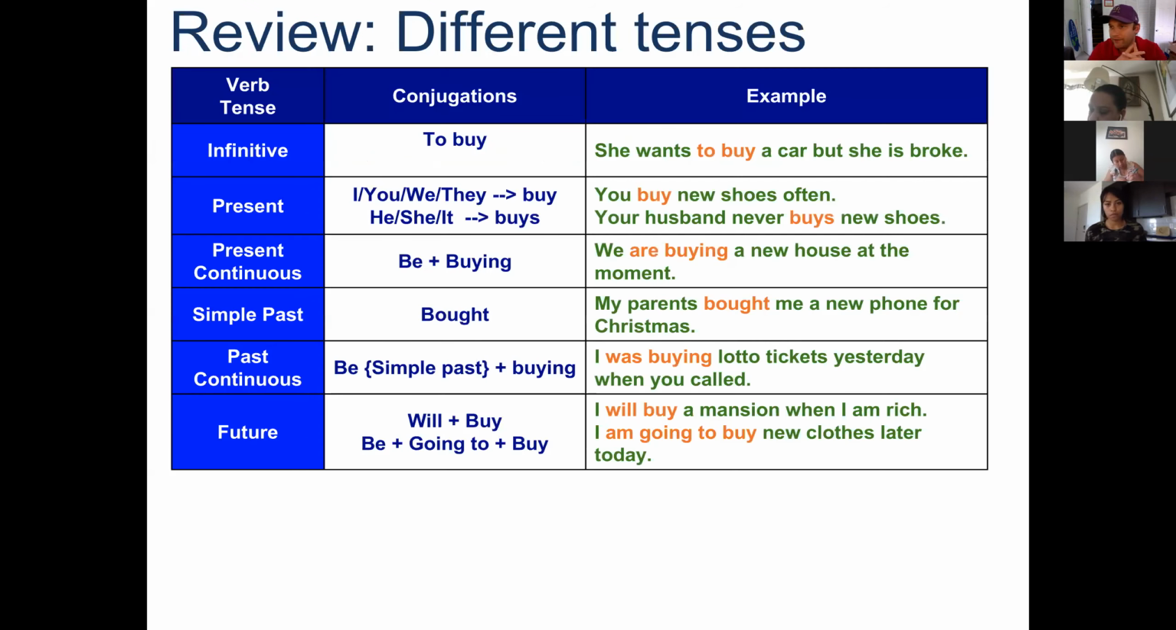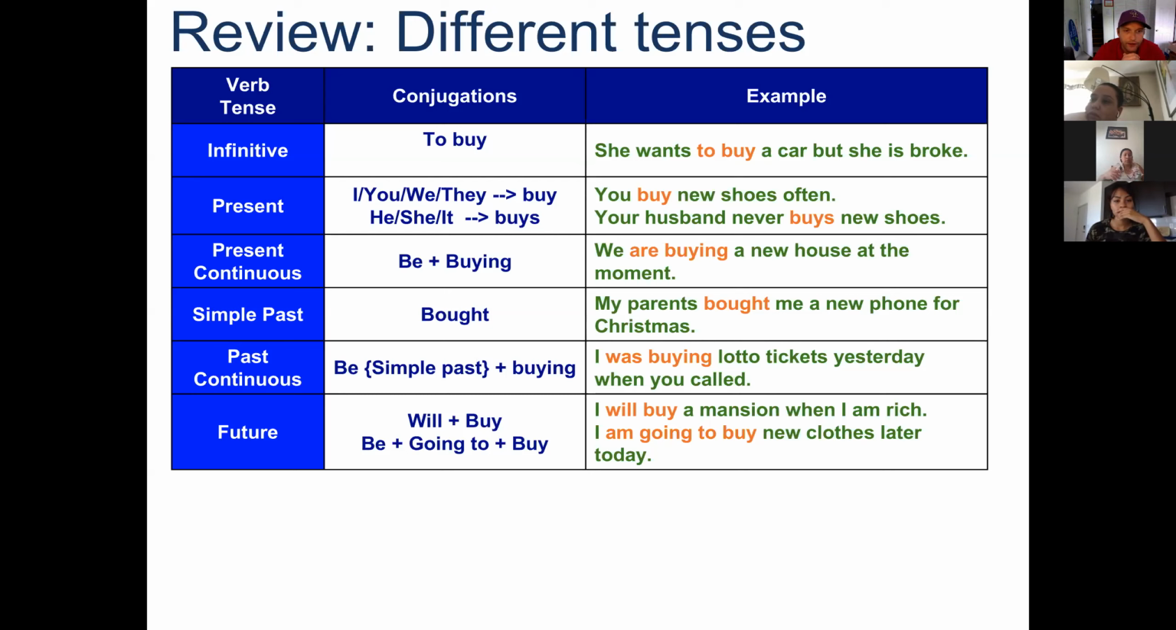All right. To be in this level, you should know these different tenses with the verbs. Okay. So we've got the infinitive, the present continuous, the simple past, the past continuous, and the future. Okay. So remember, the verb infinitive is just the simple form of the verb. It's very commonly used when we are connecting one verb to another. Okay, so if the verb infinitive is to buy, to use it in a sentence, you could say she wants to buy a car, but she is broke.